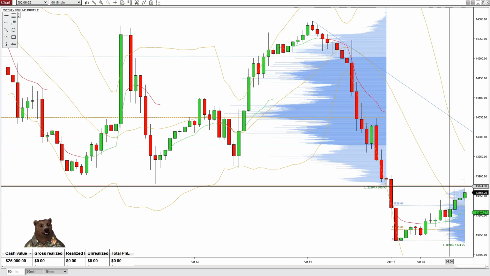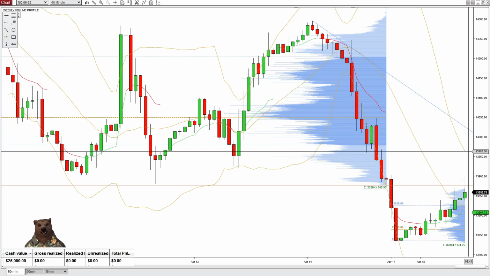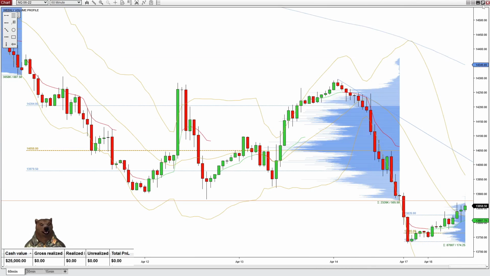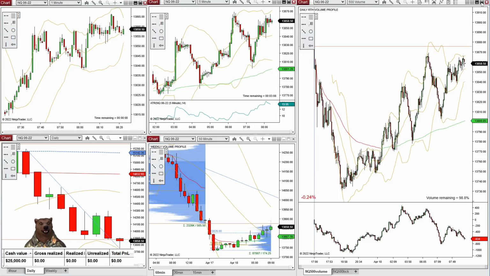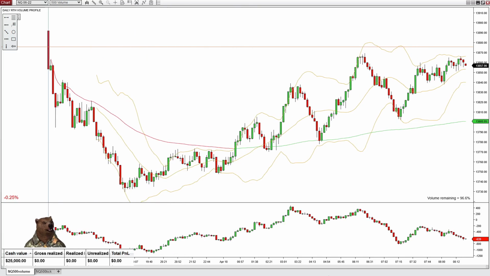So I think there's a possible trade there as we break this resistance level. Price may want to come up here. Now we are looking bearish on the day. This is a 500 volume chart. We are looking bearish today. We are barely above VWAP, basically right at VWAP. We're bouncing off of VWAP, but we're negative on the day already, and we're negative delta.